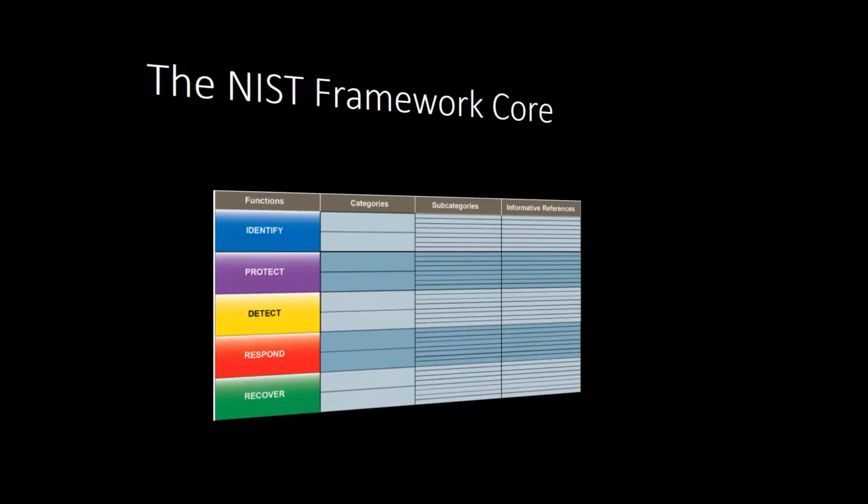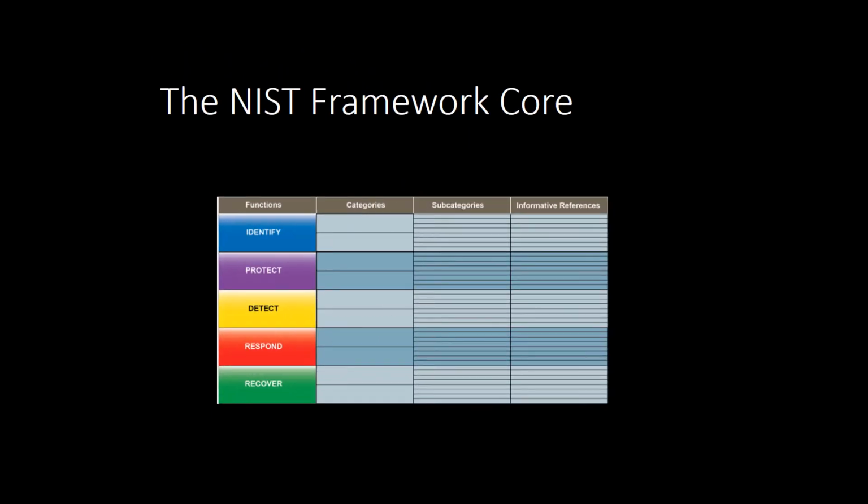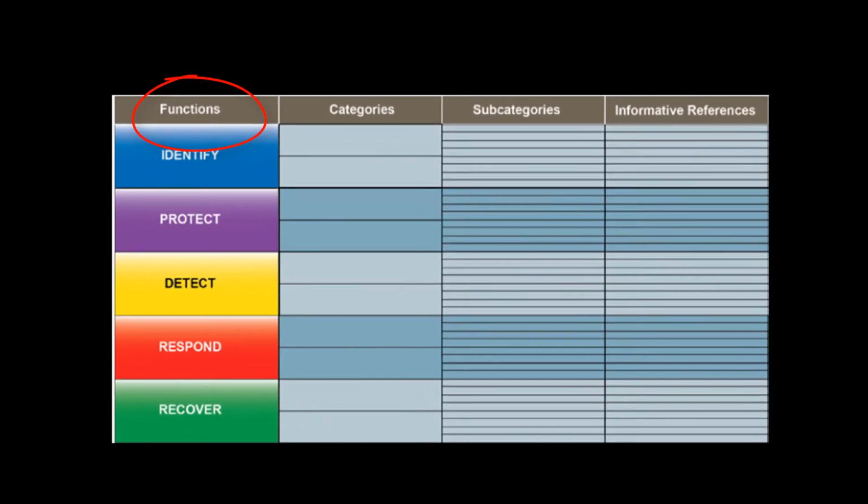The NIST framework core is right here on the screen, and I think you can see it's relatively simple and, as I said, kind of common sense. If you look at the left side, the core lays out some functions that an organization ought to be involved in regularly with respect to cybersecurity. The second column would be categories of risk that, as you work through the framework and the tool that I'll show you in a moment, you'd identify. Those categories get broken down in the next column into smaller subcategories.